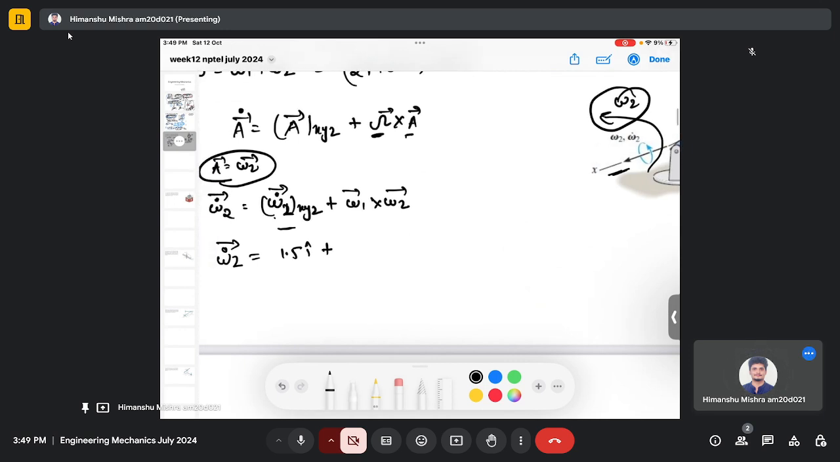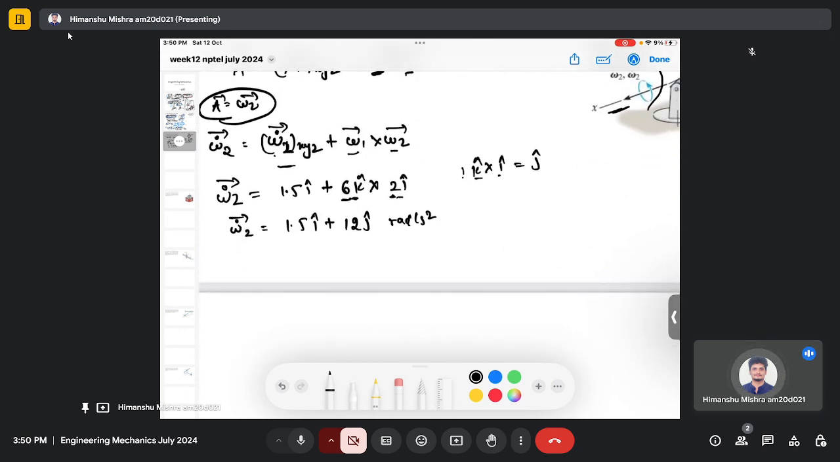plus 6k cross 2i, right? So omega 1 is along z-axis, so it's 6k, and omega 2 is along x-axis, so it's 2i. So it is 1.5i plus 12j. Because if I take the cross product between k and i, it will give me the direction j, and for the magnitude you just multiply 6 into 2, so it will become 12j. So this is omega 2 dot, which is rad per second square.